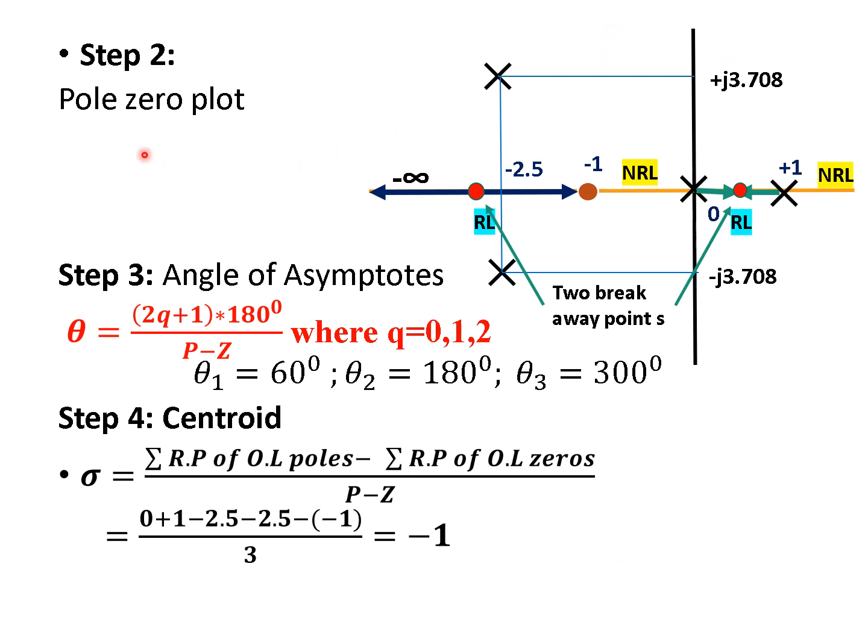Step 2, let us draw the pole-zero plot. Now the total number of poles is 4. The first pole is at plus 1, the second pole is at 0. There is one more complex conjugate pair of poles at minus 2.5 plus j 3.708 and minus j 3.708, and there is one zero placed at minus 1.